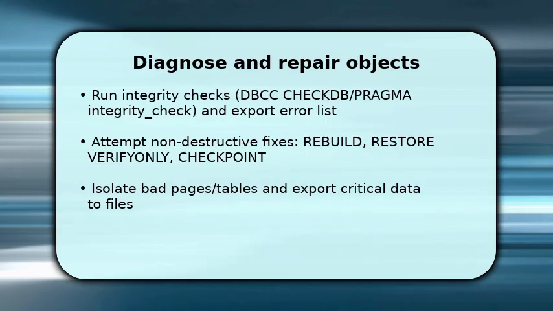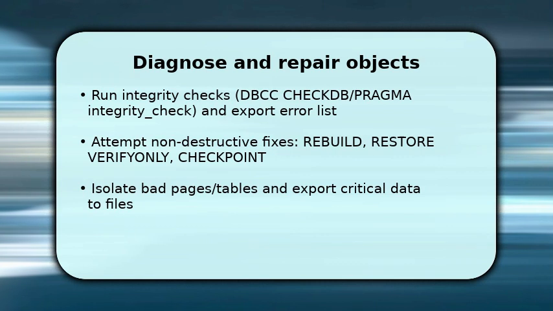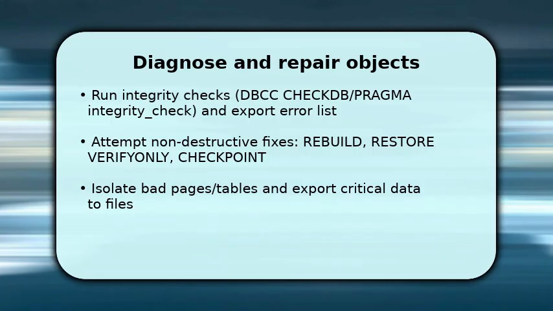If corruption targets specific pages or tables, isolate them and export critical rows to flat files or a secondary instance so you preserve data. Once exported, you can drop and recreate damaged indexes or tables and then re-import. Make sure to document each.